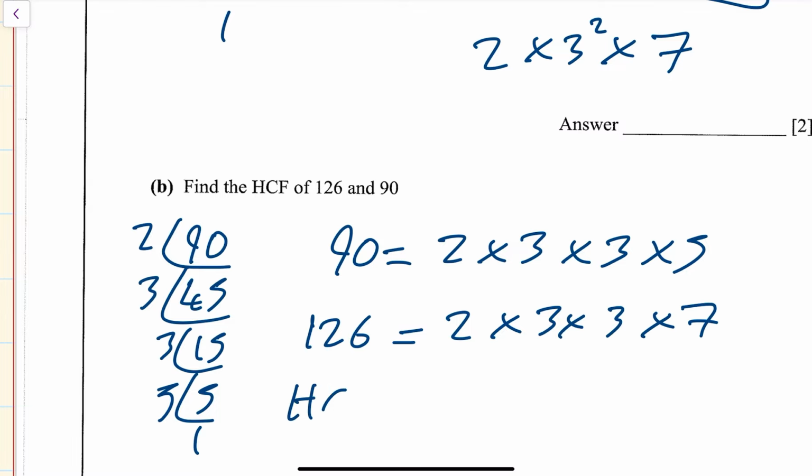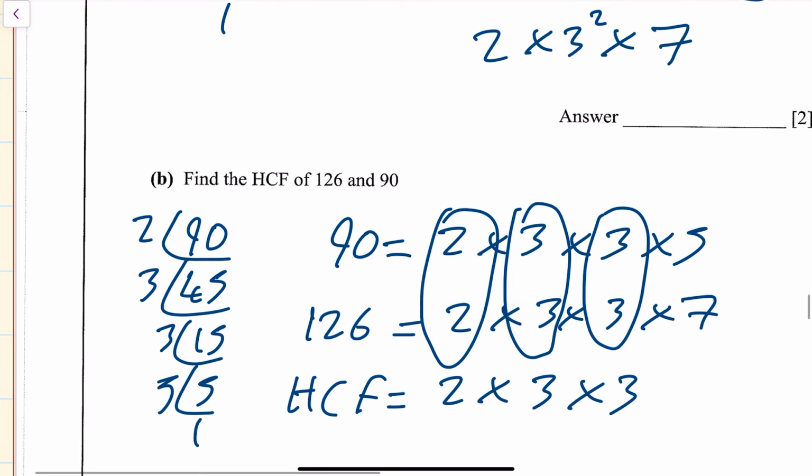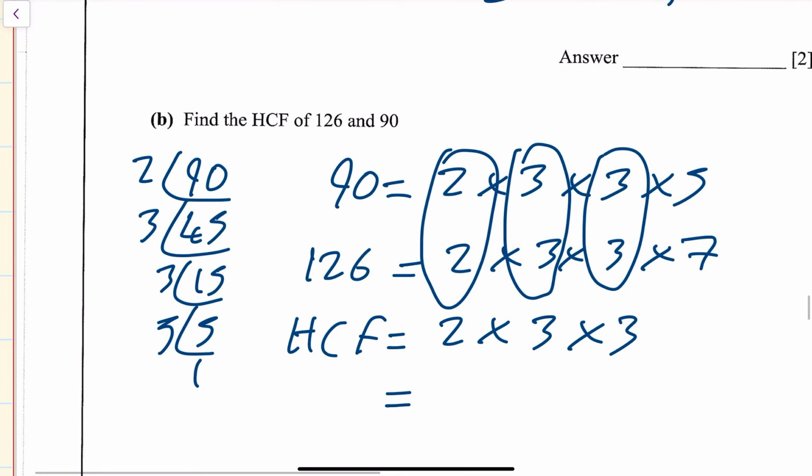To get the HCF, I've written those out the long way and I put a circle around what's common. So what was common was 2, a 3 and a 3. So 3 times 3 is 9, times 2 would be 18. So the highest common factor of those two things would be 18.